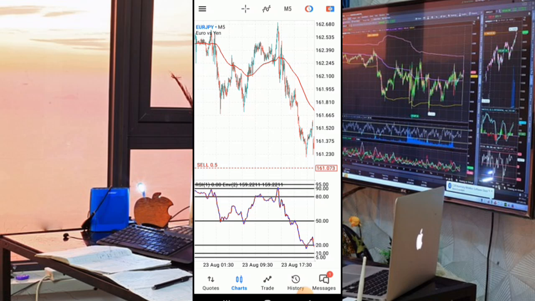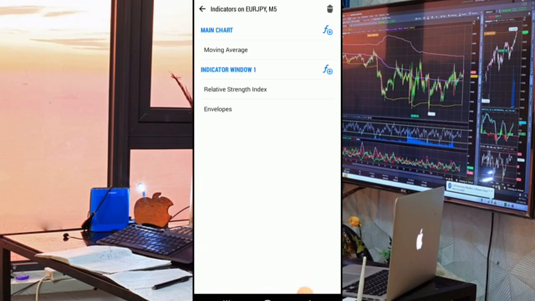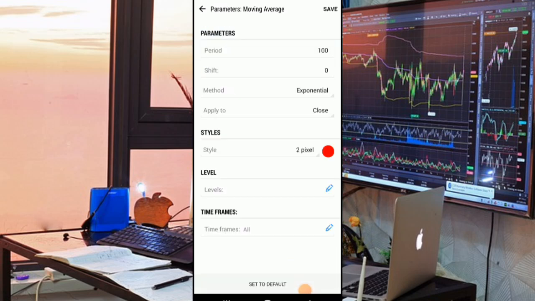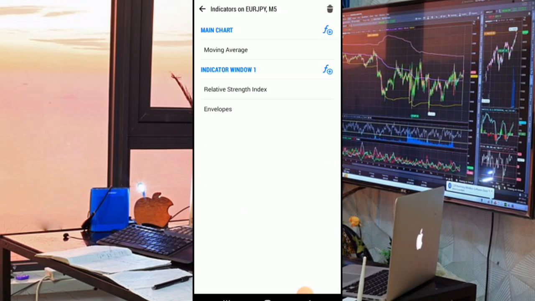So now let's go back and let's look at the settings for these indicators. So you're just going to click up there once again. We are going to go to the main chart over here, to that F function, and you look for the moving average, which is just right here. When you click on the moving average, you will find that you have to make it period 100, shift 0, method exponential, apply to close, make it 1 pixel with a touch of red, and click save. That is how we are going to put it over there.